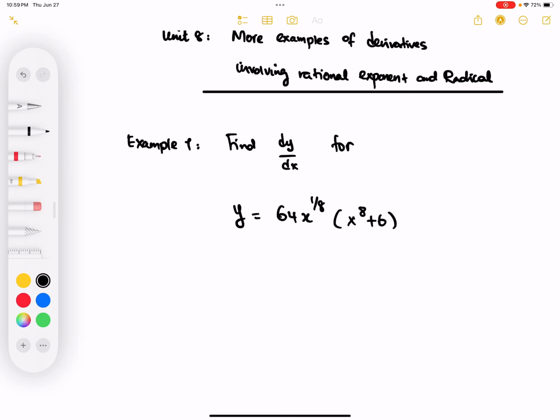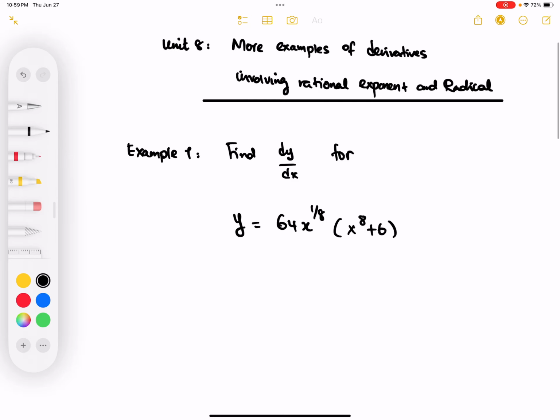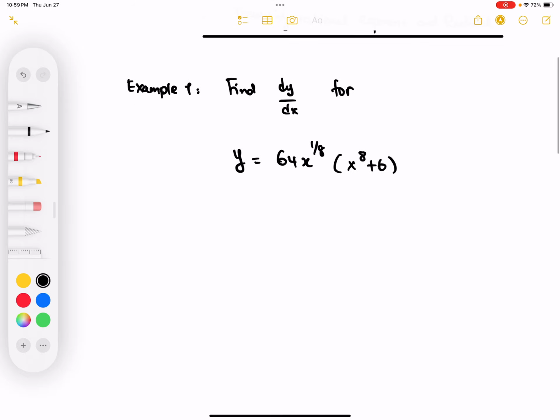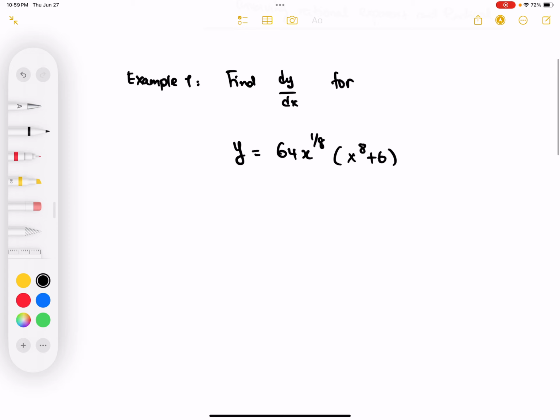All right, let's see more examples of derivatives involving rational exponents and radicals. The first example is find dy by dx for y equals 64x^(1/8) multiplied by x^8 plus 6. Now we can use the product rule, because this one is the first function and this one is the second one, right?